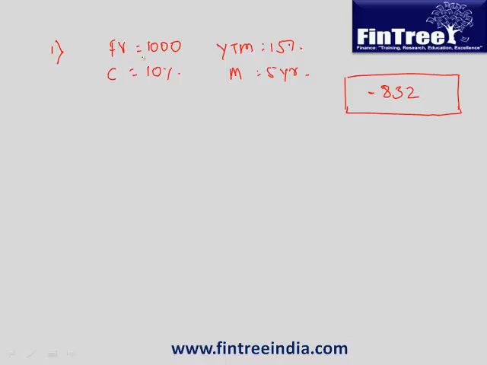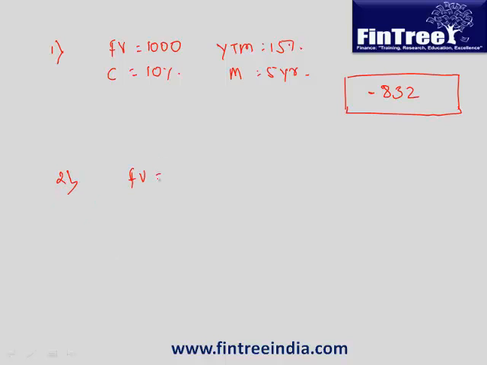Second, clear TVM. 100 is payment, 1000 is future value, 15 is I/Y, 5 is N, compute present value. 832.